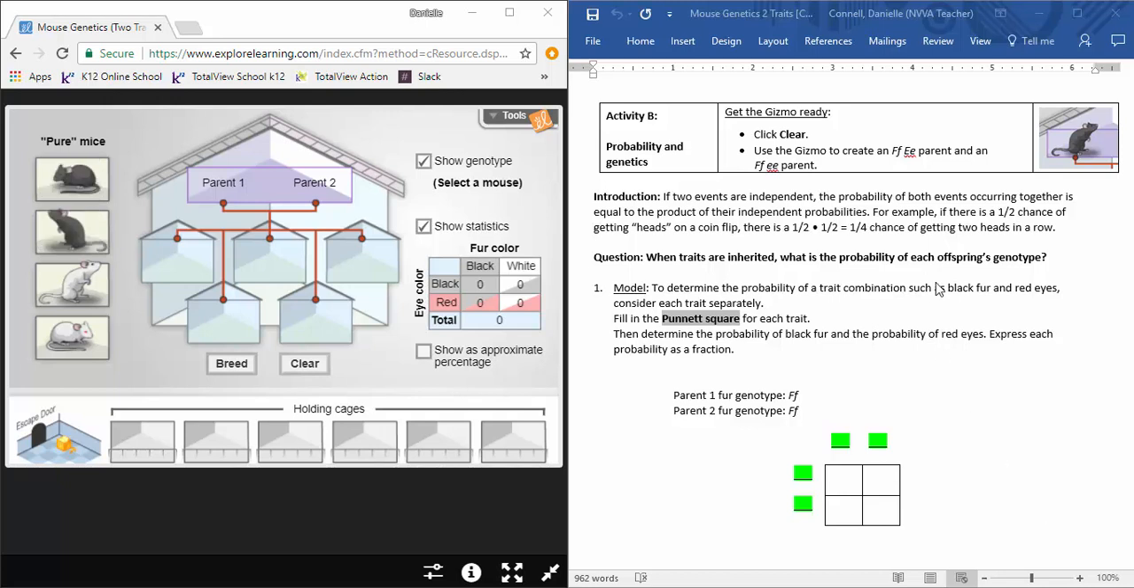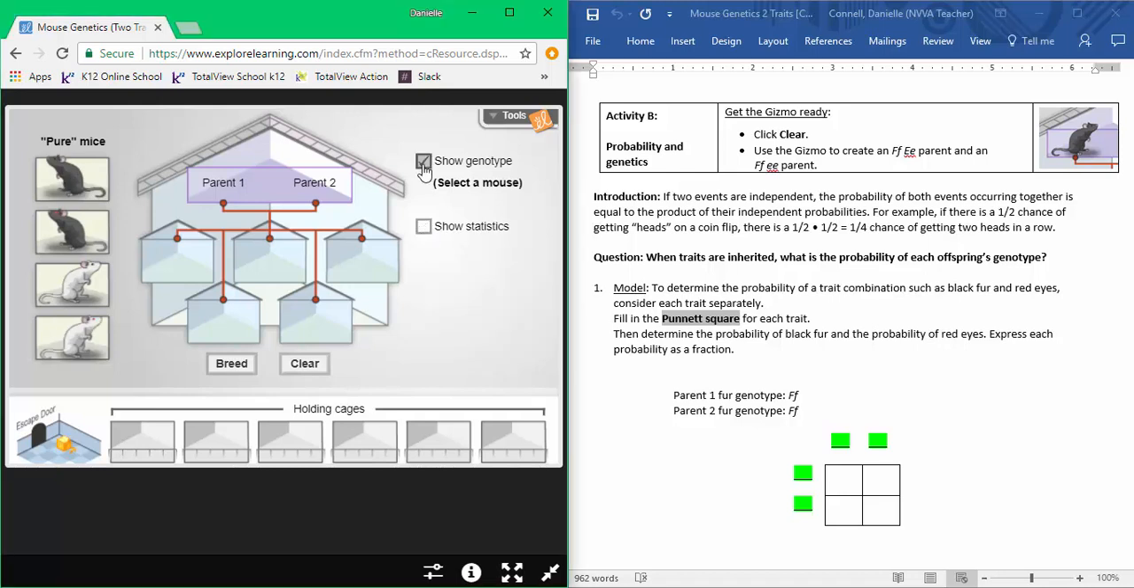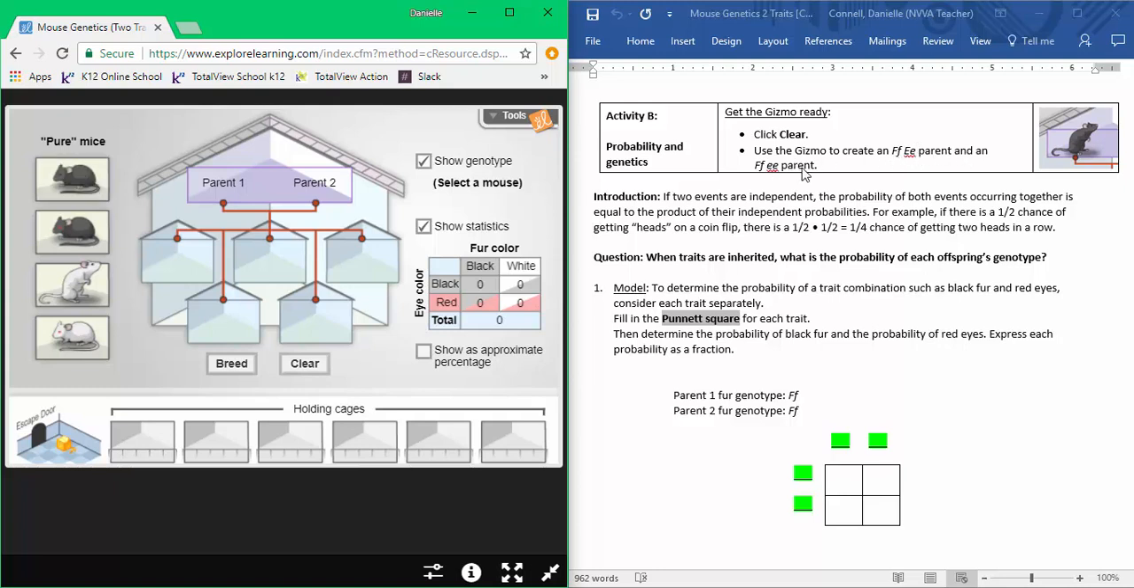All right, so let's continue on with activity B. So we need to start over. So I'm going to kind of clear this stuff out. Okay, it says click clear. Use the gizmo to create 2 mice with these genotypes. And then we're going to have to put them in the parent boxes.